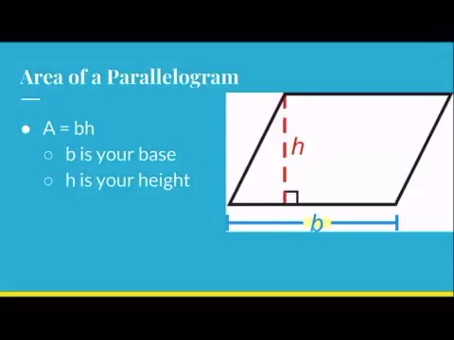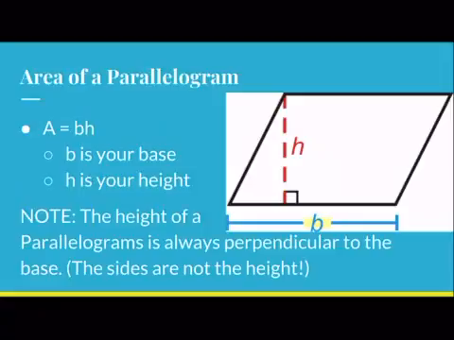So with that in mind, we're going to use the same area formula for a parallelogram as we do for a rectangle. So the area is going to be base times height, where B is your base and H is your height. Now, this is a really important note. The height of a parallelogram is always perpendicular to the base. The slanted sides are not your height. It is always perpendicular to the base.